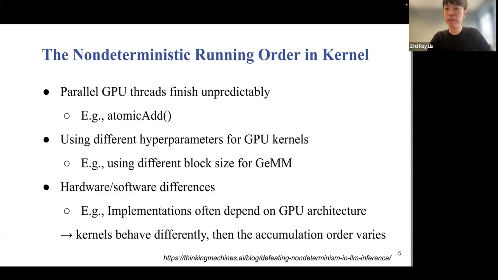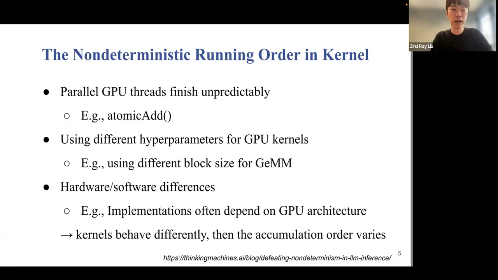Second, for all GPU kernels, you also have hyperparameters. For example, for general matrix multiplication, you have the hyperparameter called block size. If you write CUDA, you will know what I'm saying: block size M, N, and K. These are the hyperparameters for your GPU kernel. If you use a different kernel, your final floating point arithmetic order is also different.